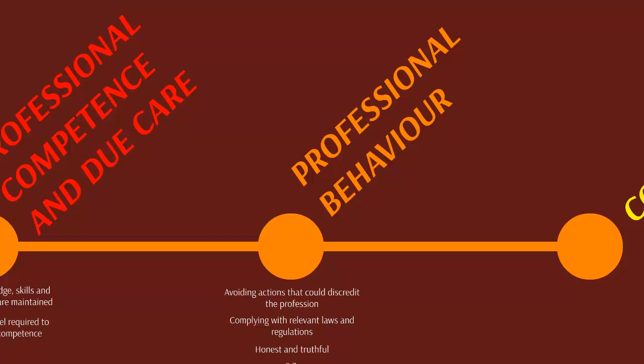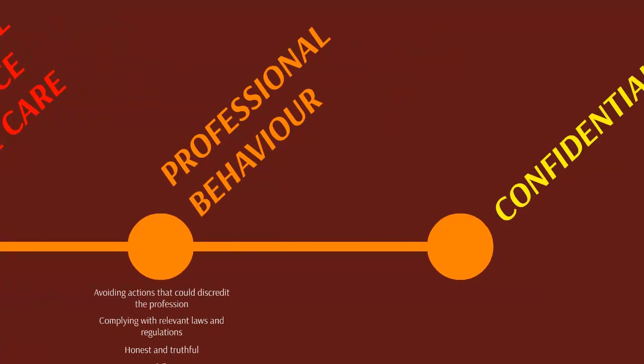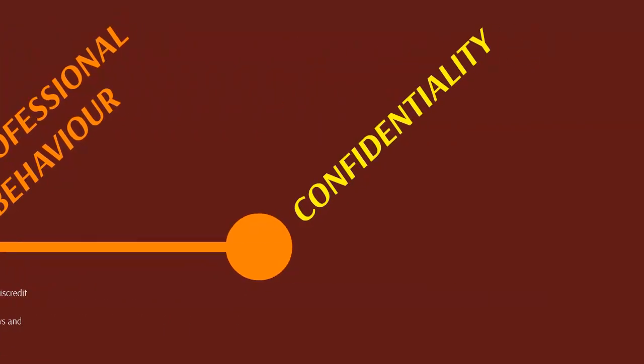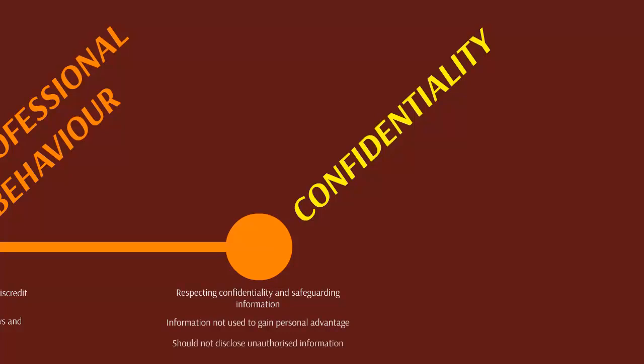And now we move on to the final of the five fundamental principles of CIMA, which is confidentiality. And this is especially important because accountants are in a position where they have to safeguard really private information that they can obtain through professional relationships. They, of course, shouldn't use any information they come across to gain personal advantage or disclose any unauthorized information to parties that shouldn't be party to them.